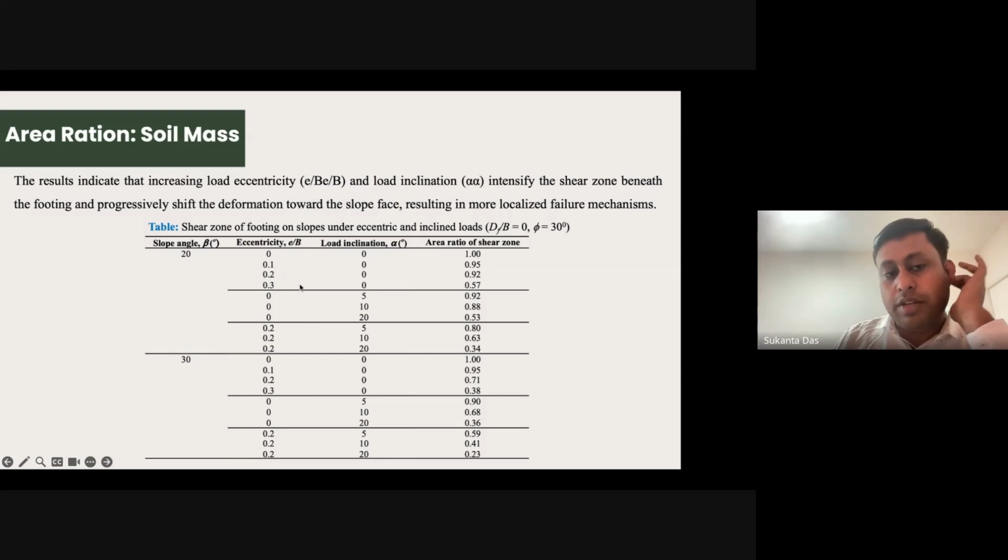I have presented different slope angles here, but in some of my publications you can find all the slope angles. These will all give you a better idea of how the soil mass participation interacts with the building loads typically located at the slope face.